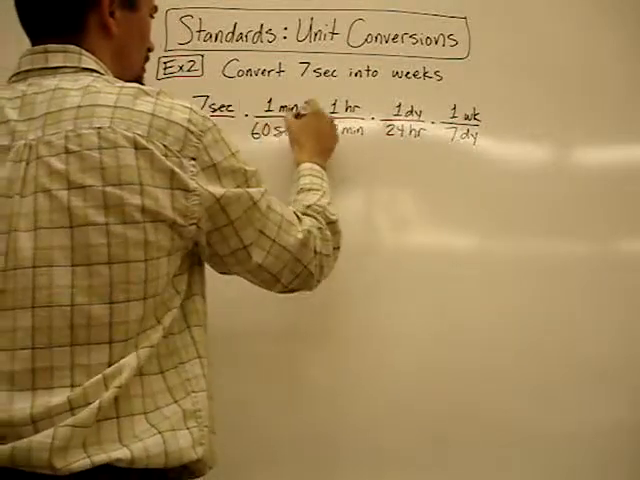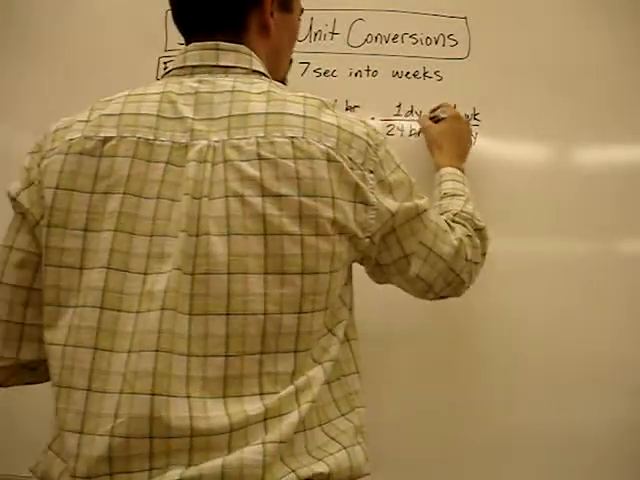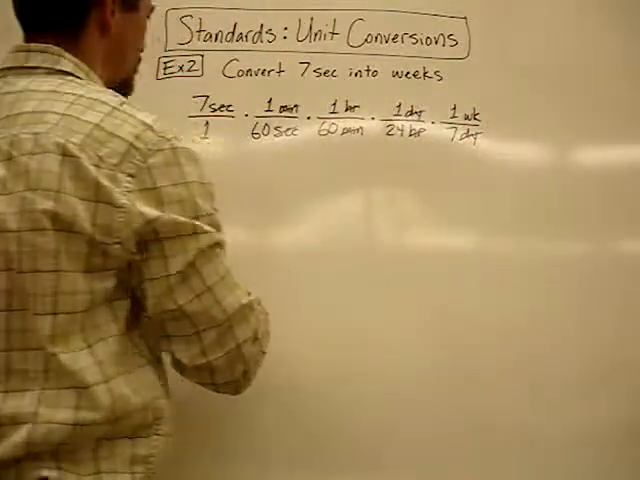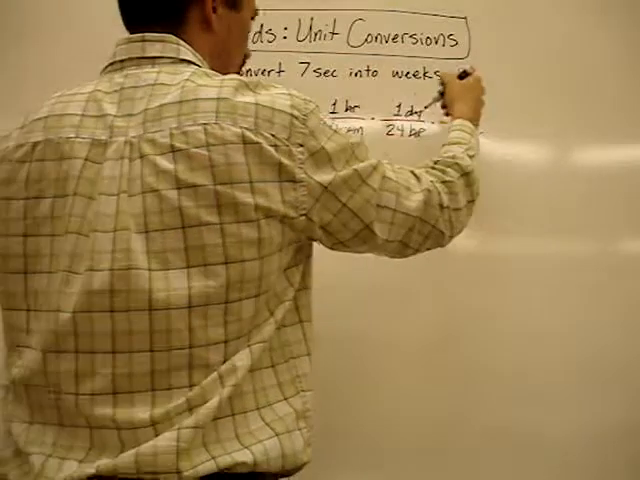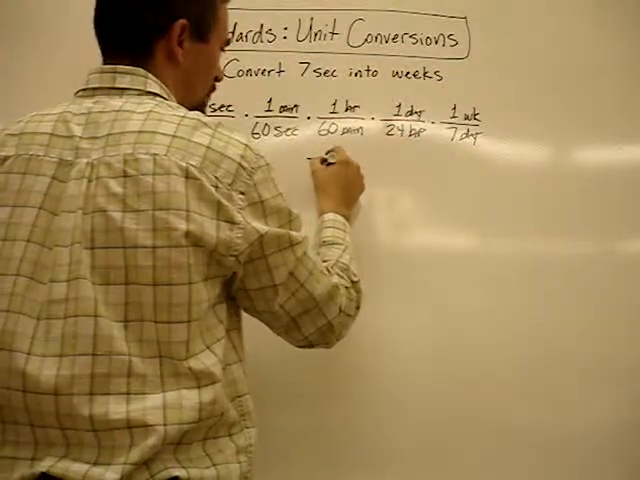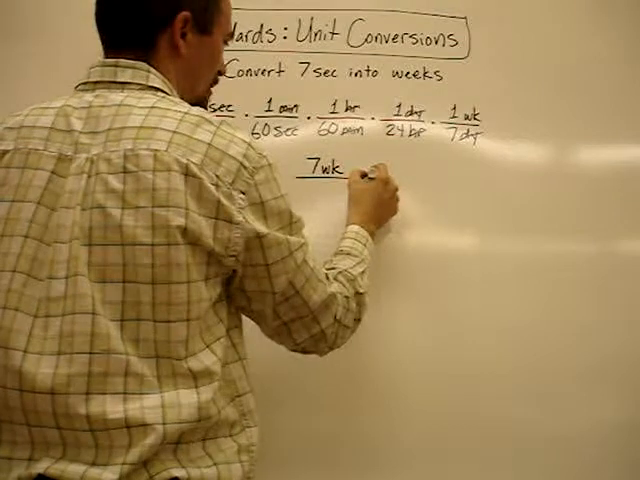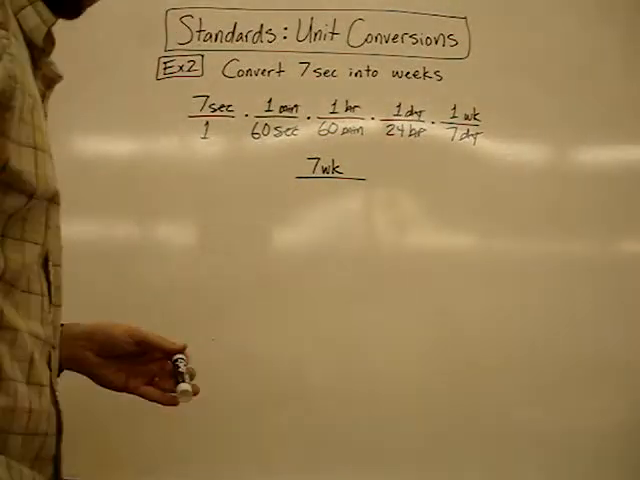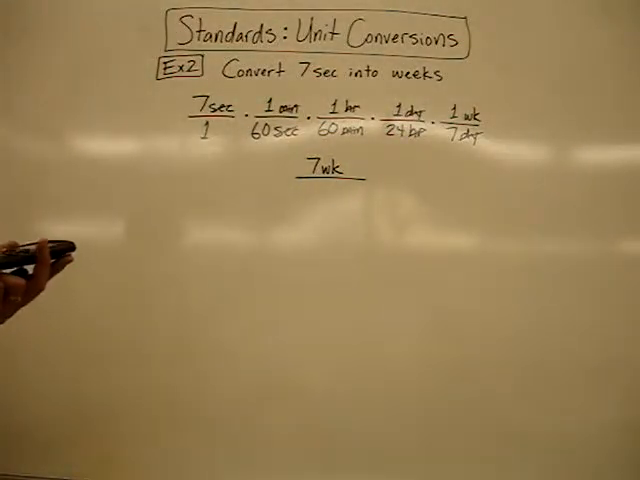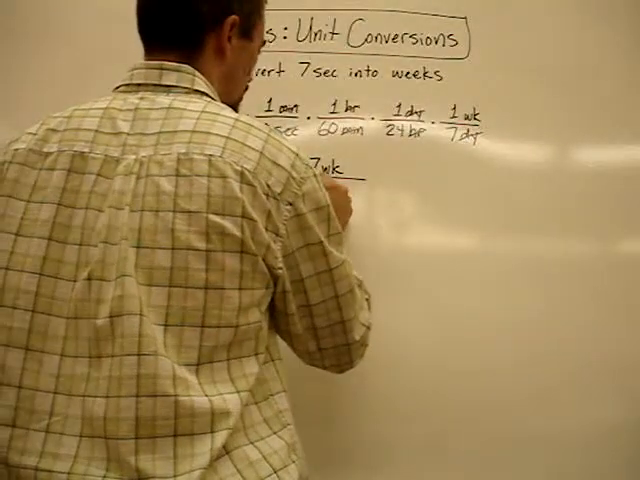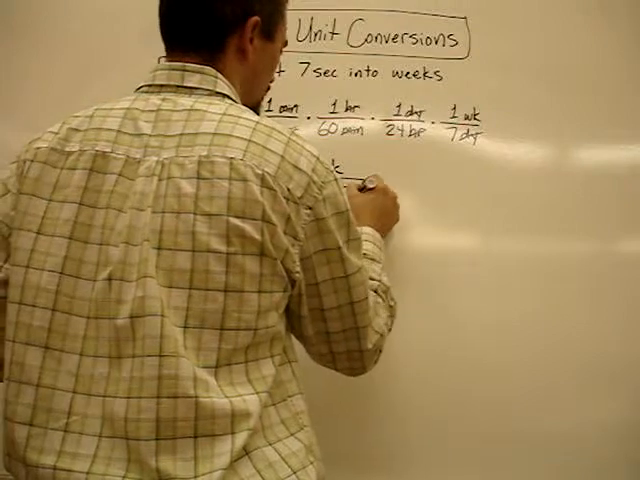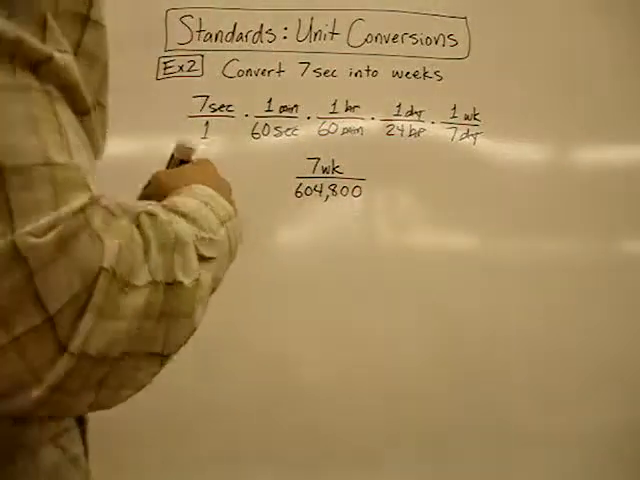So let's cancel our units. And now we multiply the tops and multiply the bottoms. On top we're going to get 7 times 1 times 1 times 1 times 1 times weeks. So 7 weeks is all that's left on top. And on bottom we end up with a really large number. 604,800.